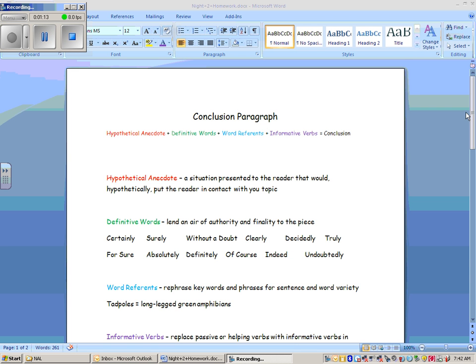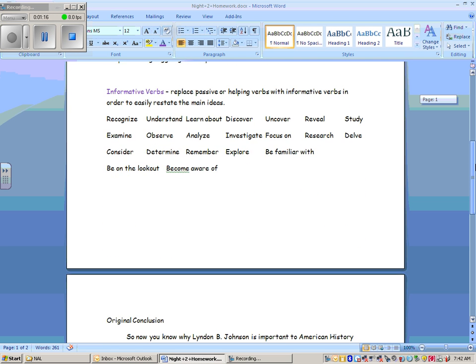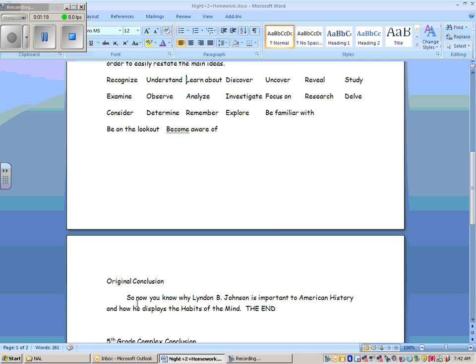So let me show you, I'm going to scroll down here and show you what a lot of conclusion paragraphs look like. So if you are looking down here where I've highlighted, this would be something that we would see in 3rd grade, probably even 4th grade, and something that students tend to write, something that says, so now you know why Lyndon B. Johnson is important to American history and how he displays the habits of the mind. The end. Okay, I have restated my person, who is Lyndon B. Johnson, or my topic, my 2 main ideas, importance to American history and how he displays the habits of mind.